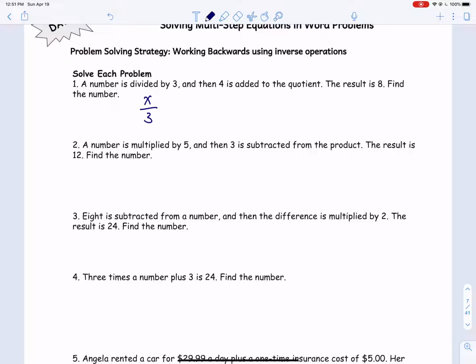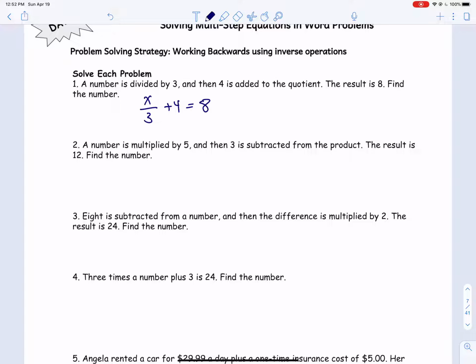And then it says 4 is added to the quotient. So this whole fraction is a quotient. So we're going to add 4 to that. And the result is 8. So after we add it, we will get 8. So what is that original number?